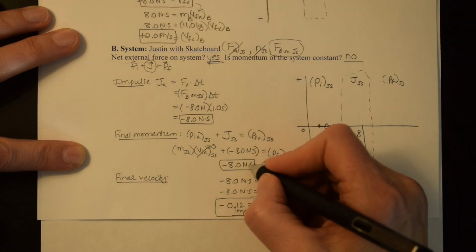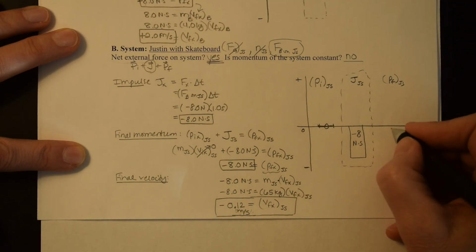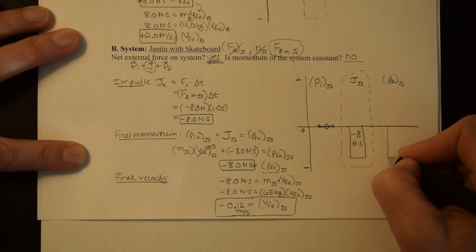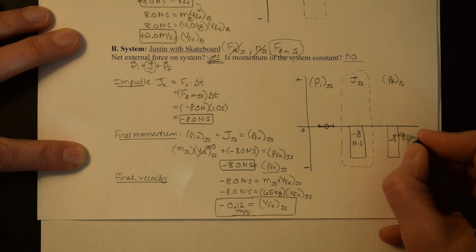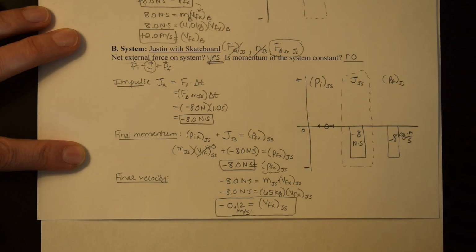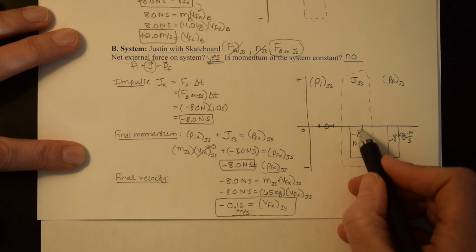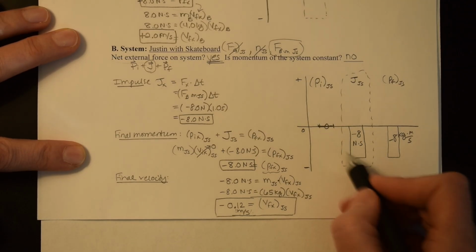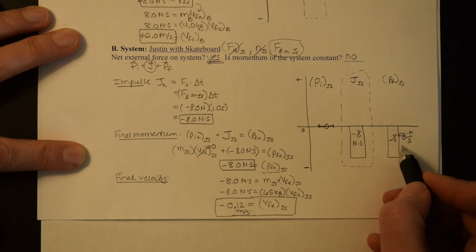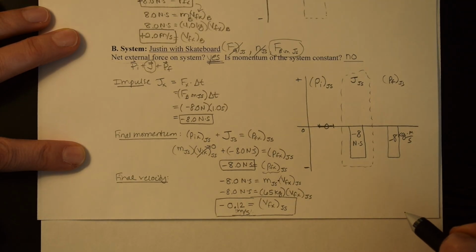You could also use units here of kilogram meters per second. I'm going to use kilogram meters per second here. Okay, they were initially at rest, experienced an impulse of -8 Newton seconds, which changed the momentum by that amount, giving them a final momentum of -8 kilogram meters per second.